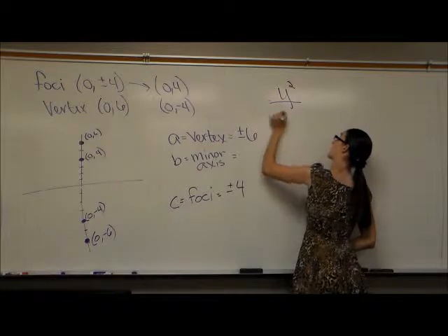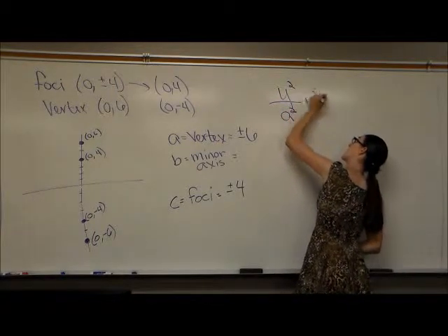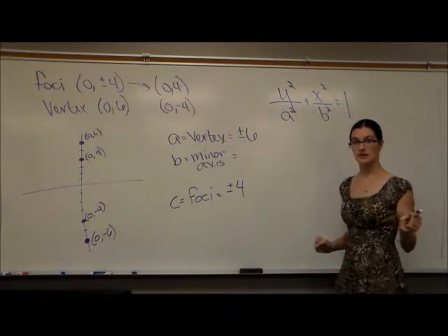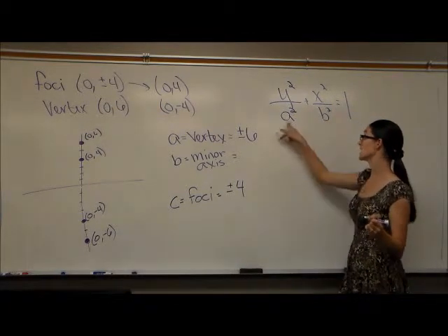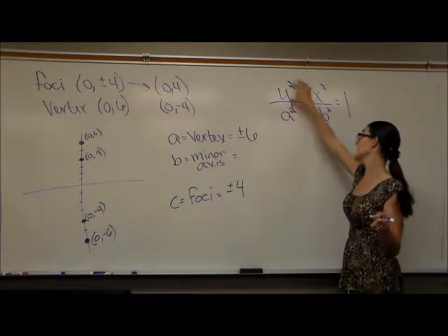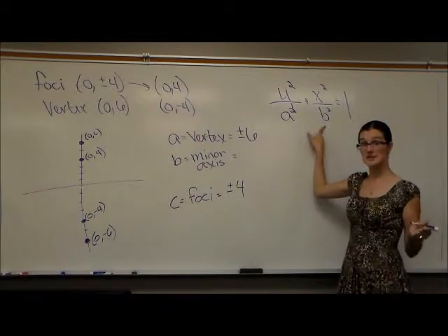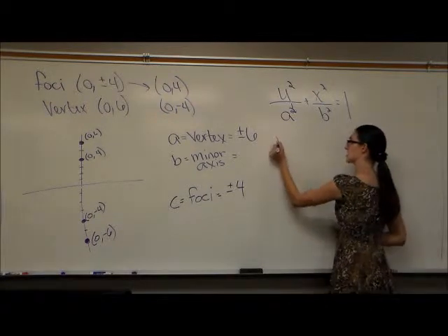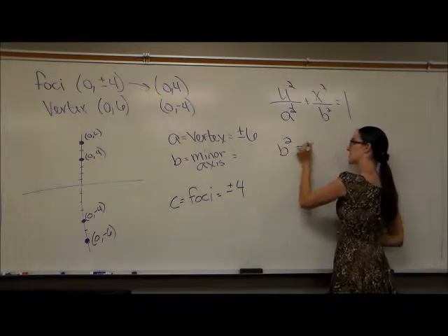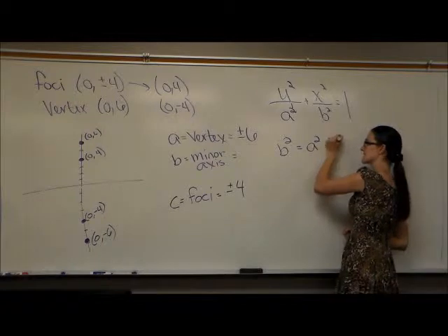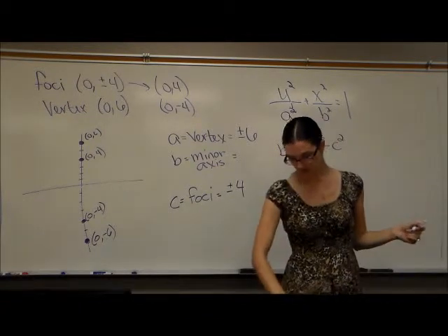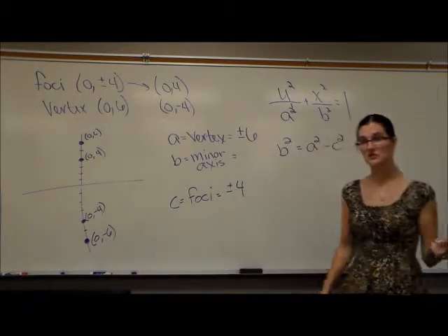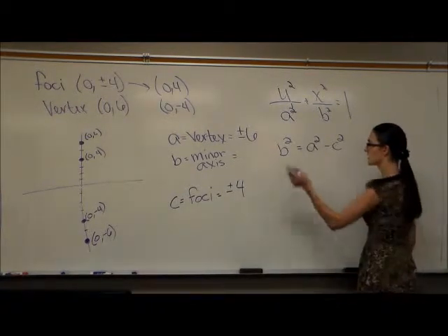So y squared over a squared plus x squared over b squared equals 1. We have half of it. We have the a. We have y squared, x squared, 1. We're just missing b. So to find the b, we're going to use that second equation they gave us. B squared equals a squared minus c squared. It's the second equation. If you want to go back to it, that's on the very top of 119. B squared equals a squared minus c squared.